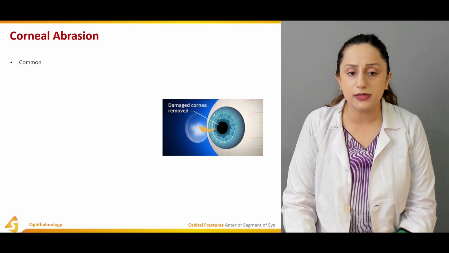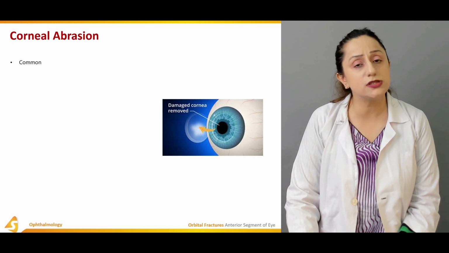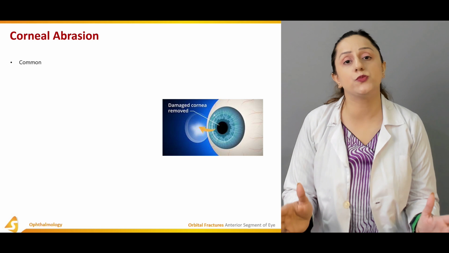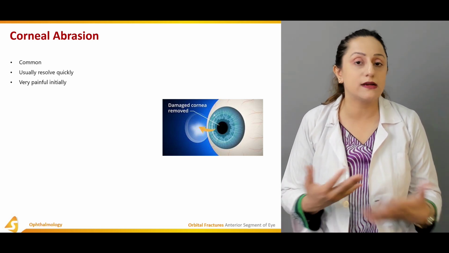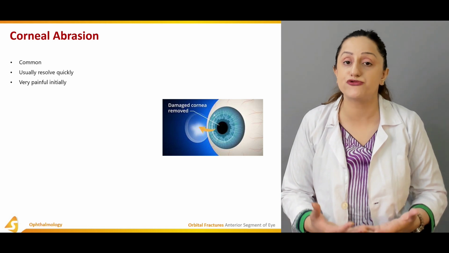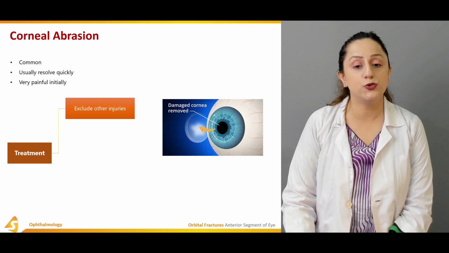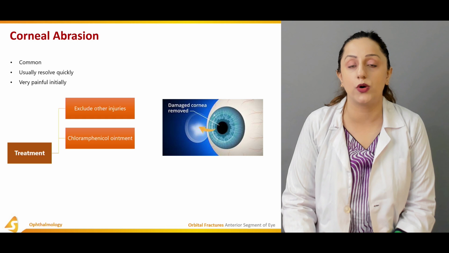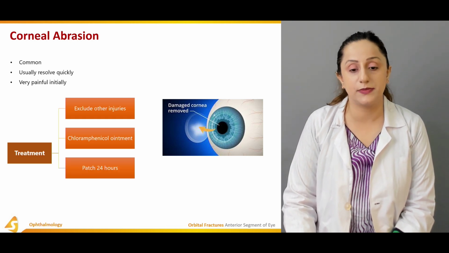It is very common, usually resolves quickly, very painful initially. So with the patient, apparently you would find no finding except when you perform the fluorescein staining. And before the diagnosis, the patient would already be giving you a history of a very painful condition. The treatment would include excluding any other injuries in this patient, and then chloramphenicol ointment is usually prescribed in these particular kinds of patients.